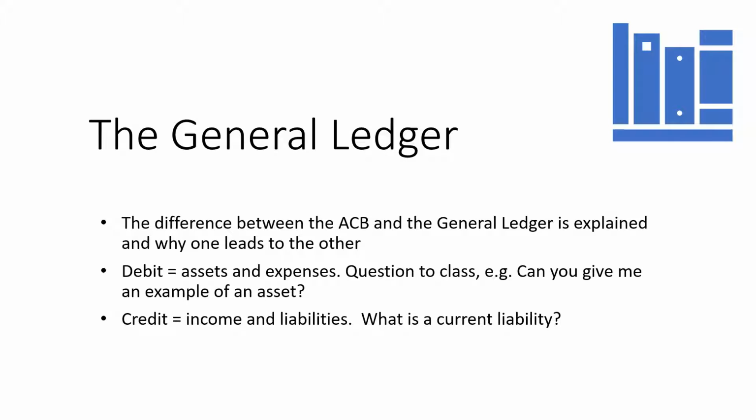The general ledger is the next step in the accounting process, and the difference between the analysed cash book and the general ledger will be explained and why one leads to the other. I'll explain what the debit and credit side means on a general ledger, and as an example of formative assessment, I will be asking questions such as, can you give me an example of an asset, or what is a current liability, to gauge where students are at.